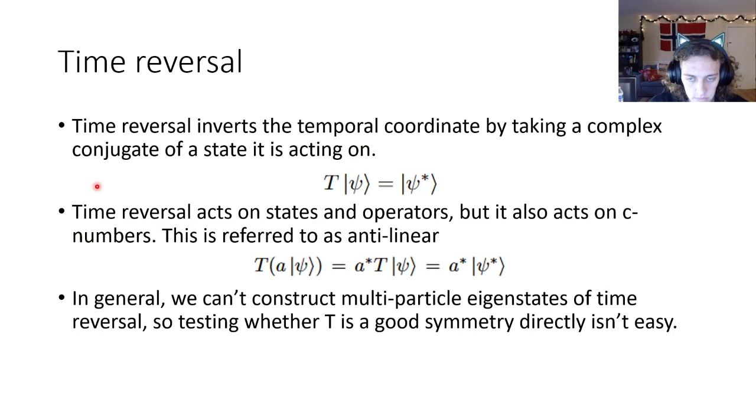So that's an important fact, and that makes it kind of hard to measure whether T is a good symmetry or not. But aside from that, time reversal acts on states and operators and also C numbers. So that makes it anti-linear as opposed to C and P being linear. T is anti-linear, meaning that if we have T on some C number A and some state psi, we have to take the conjugate of A and then act it on psi, which is a bit different than C and P.